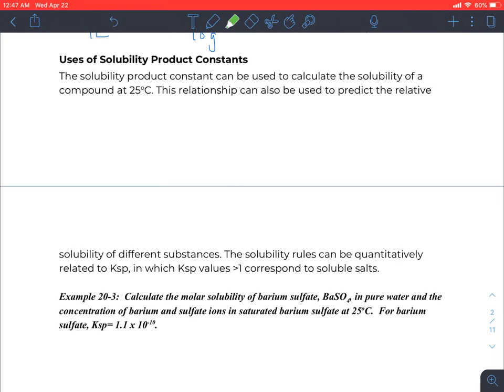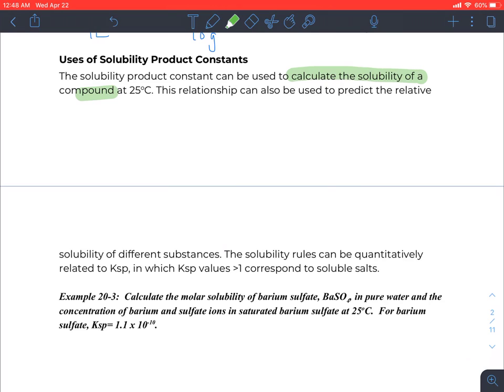You're probably asking why this is important. Well, here's how we can use solubility product constants. Typically we use these to calculate the solubility of a compound. This relationship can also be used to predict the relative solubility of different substances.